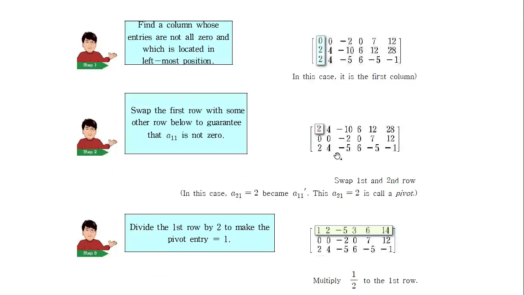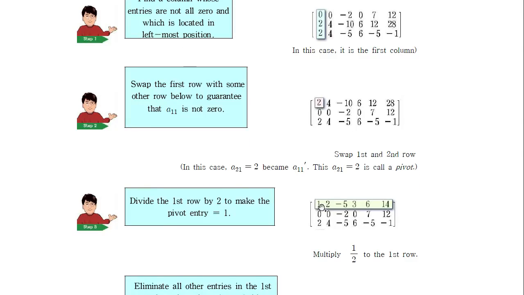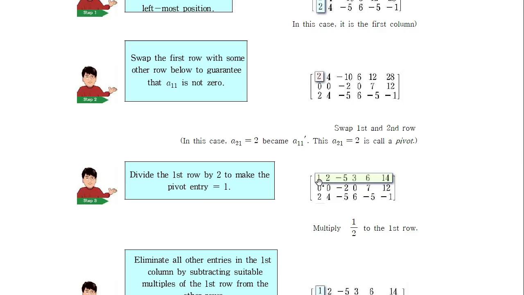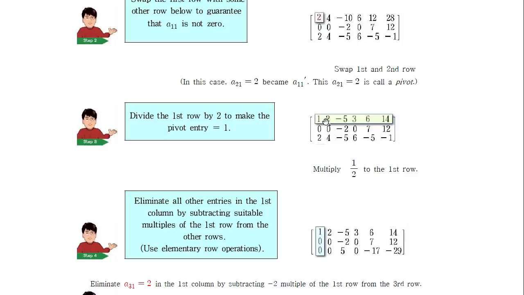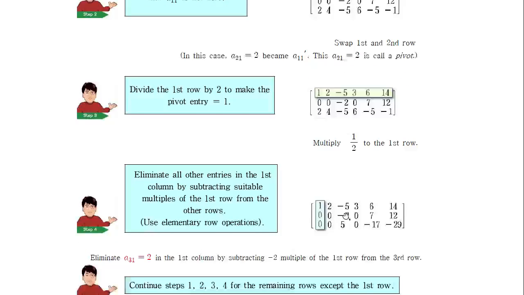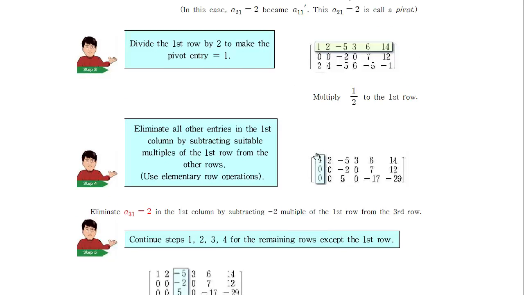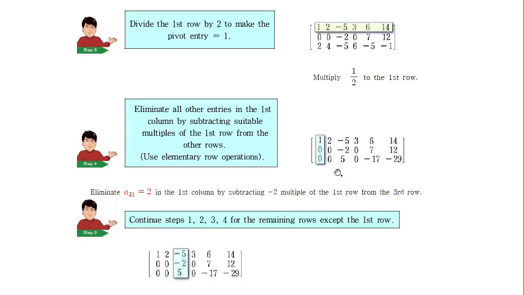And then you divide the first row by 2 to make the leading non-zero a 1 here like this. Then you multiply -2, and add the first row to the third row to make this one 0. Then you completed your operation for the first column.